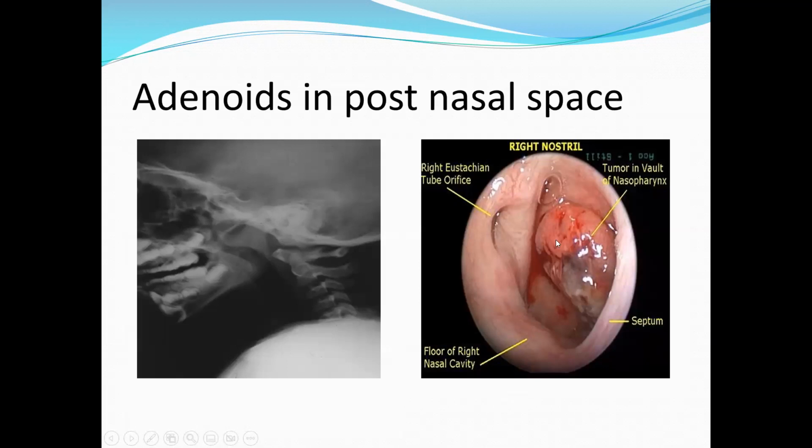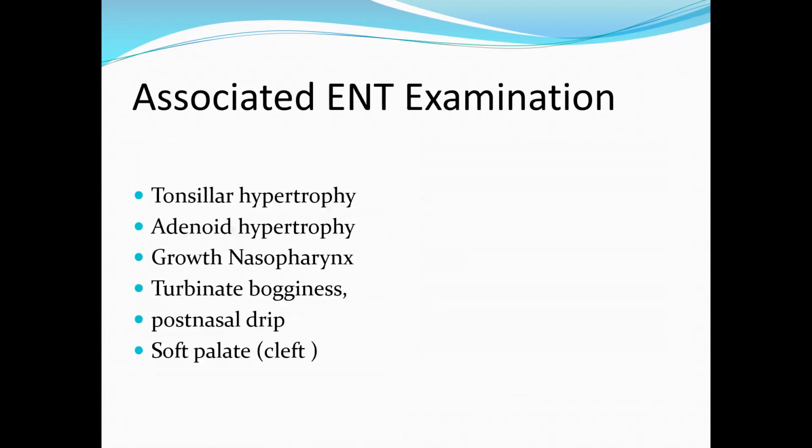This is the endoscopy of the nasopharynx. You can see adenoids in the nasopharynx. This is the nasopharyngeal opening of the eustachian tube. So endoscopy is very essential these days.